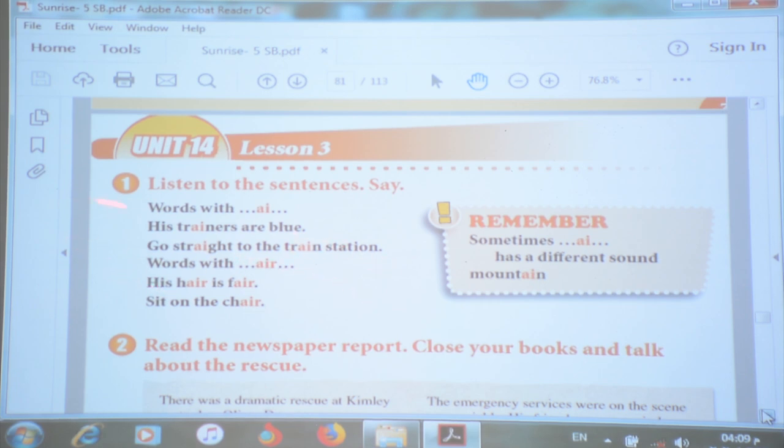Look here. This is different. His hair is fair. Sit on the chair. Okay? Look here, there's a different sound. Sometimes A has a different sound, for example, mountain. Okay? Trainers, straight, train. Air: hair, fair, chair. And this one is mountain.